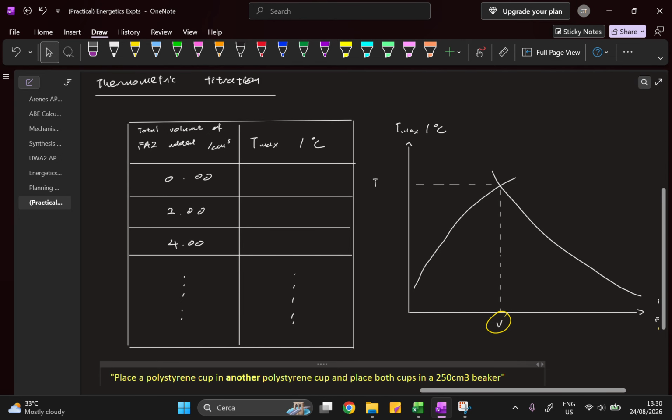Usually they will ask you to add 2 cm cube at a time. So usually in planning you also add 2 cm cube at a time. And you are supposed to add as quickly as possible. Now, here's the part that I want to emphasize, right?